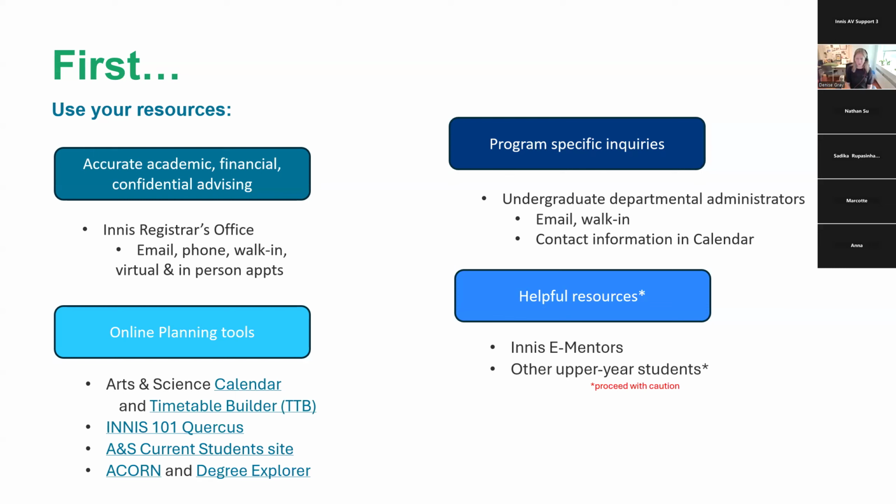And then other upper year students. I put a little star there saying proceed with caution, because upper year students in general try not to mislead you, right? They're trying to be helpful, but some of their degree requirements may be different because the calendar is refreshed every year. Sometimes things change. So they may not be the most up to speed on all of the changes that are relevant to you. So take advice from upper year students with a grain of salt.